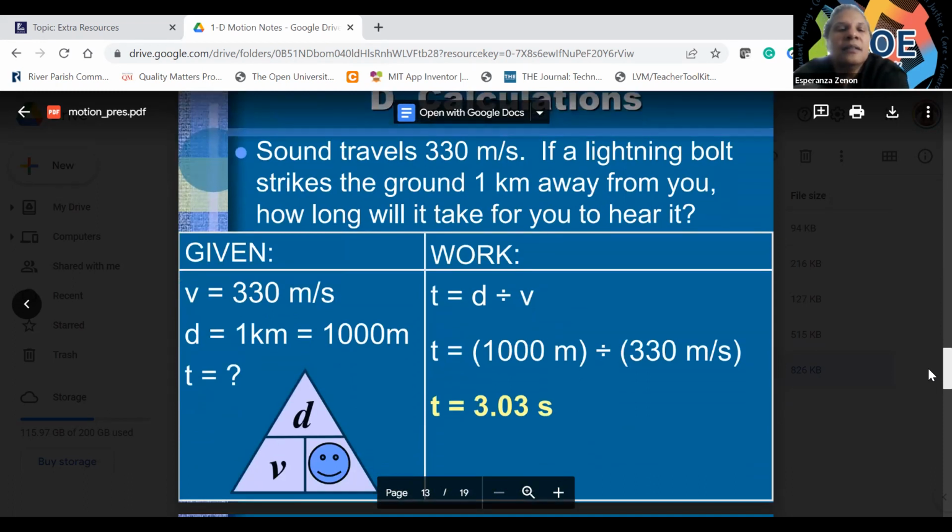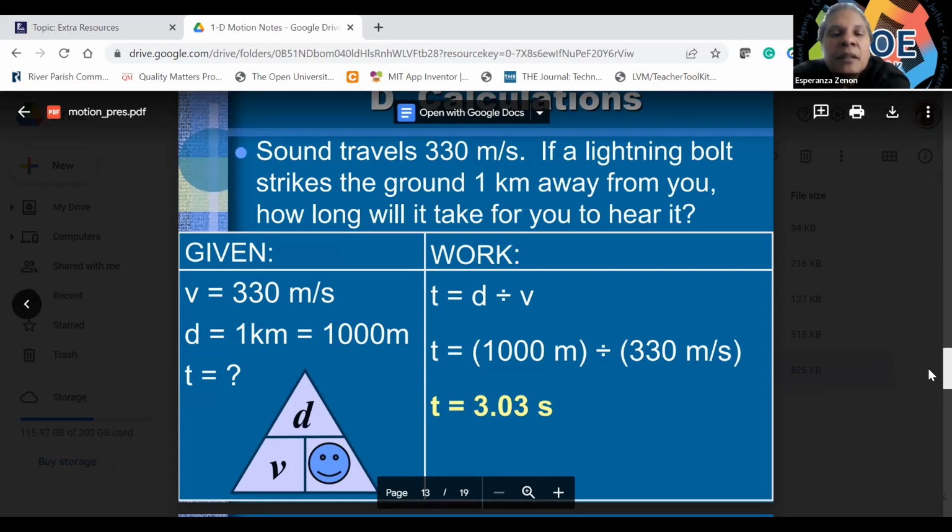So let's take a look at this example. It said, sound travels 330 meters per second. If a lightning bolt strikes the ground 1 kilometer away from you, how long will it take for you to hear it? Now be careful, because a lot of students read this, how long, and then they just start working. Because how long, those 2 words alone, means a distance. But how long will it take? Those words put together imply that we're looking for a time, okay?